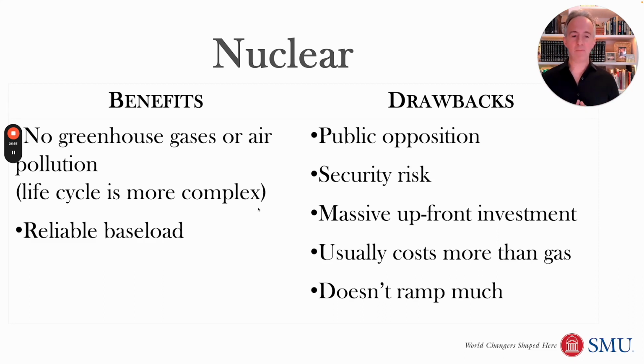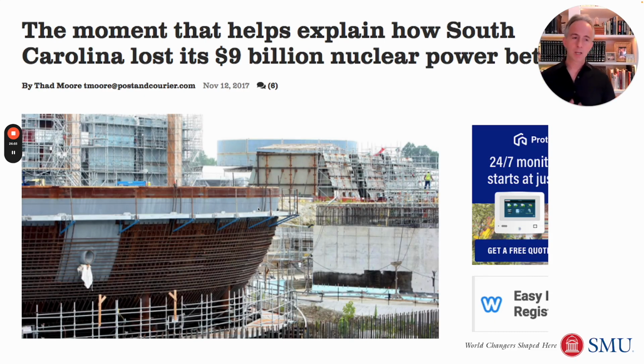What are the other drawbacks? Well, it's a massive upfront investment. These tend to be $10 billion projects easily, and often that means that they cost more than an equivalent natural gas power plant would, and they don't have that ability that natural gas has to ramp up and down. So we'll talk more during this course about some of the challenges with building nuclear power plants, but it's enough to say that some of the recent efforts to build nuclear power plants have kind of been spectacular failures where they've gone way over budget and then ultimately were canceled.